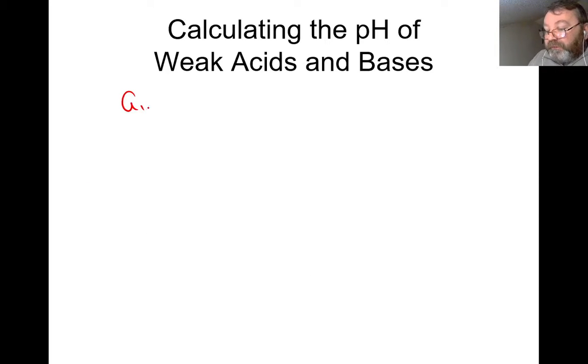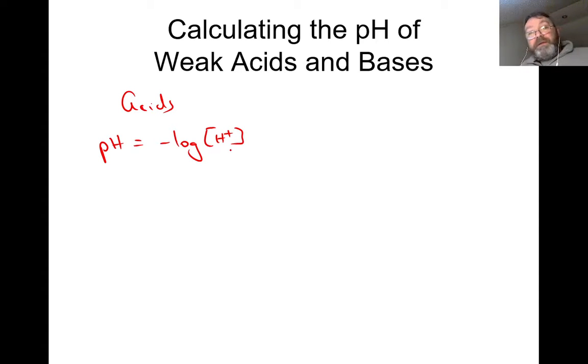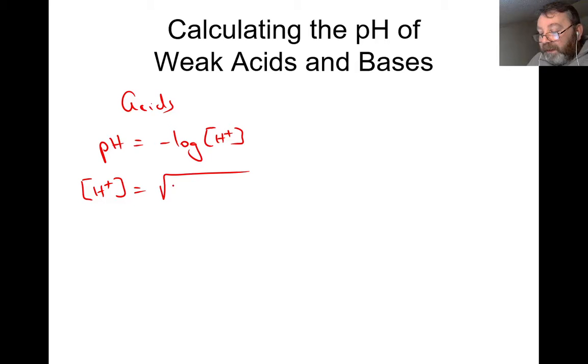In the case of acids, pH equals minus the log of the hydrogen ion concentration, okay? That's what we have already. Secondly, we have a situation where if I don't know the hydrogen ion concentration, I can now work it out by getting the square root of the dissociation constant of the weak acid multiplied by the original concentration of the acid itself. Okay, and they are the only two things we need to remember for acids.